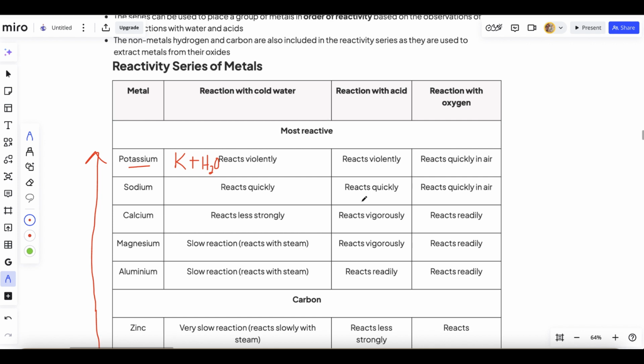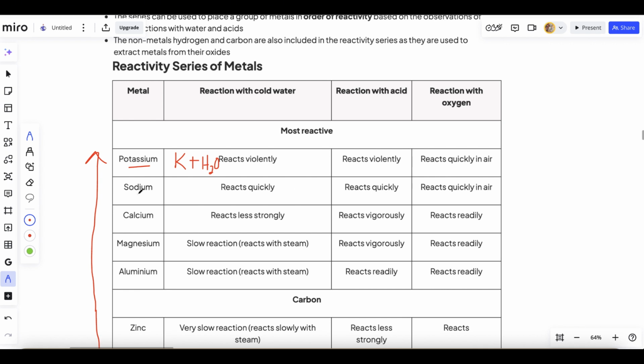And when it reacts with acid, same thing. When potassium reacts with acid, maybe hydrochloric acid, to form potassium chloride and hydrogen gas, it also reacts very violently. Because it's the most reactive, remember that. Potassium is the most reactive. So it reacts very violently with cold water, very violently with acid, and reacts very quickly with oxygen to form potassium oxide.